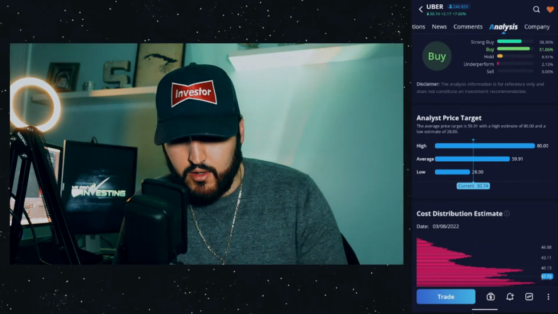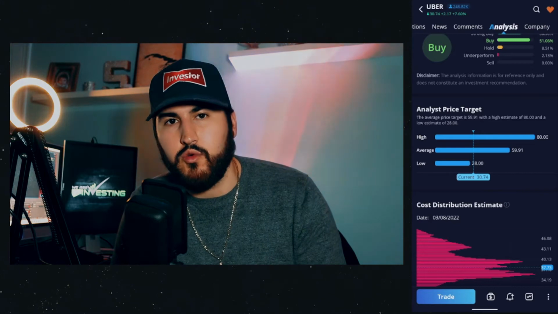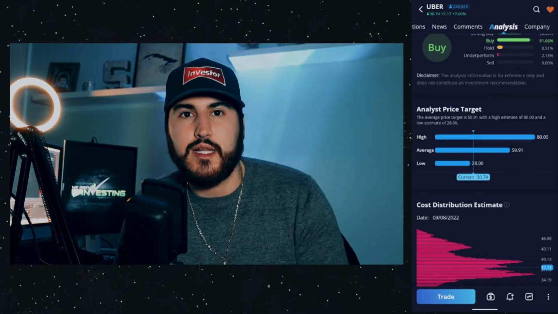sell rating for Uber. You can also take a look at the average price targets, the high end, the low end, and the average. The low end is $28. That's around where we are right now. The high end is $80. It's not going to let you know when these price targets were initiated, if they were reiterated or anything like that. You're going to have to go to a different website to do that, like TipRanks. But you're going to get a lot of the information real quick on Webull.